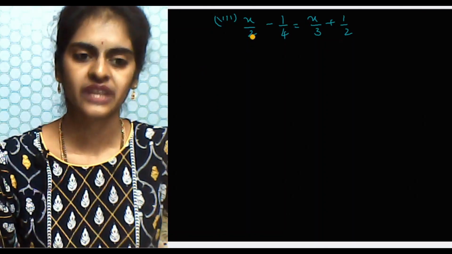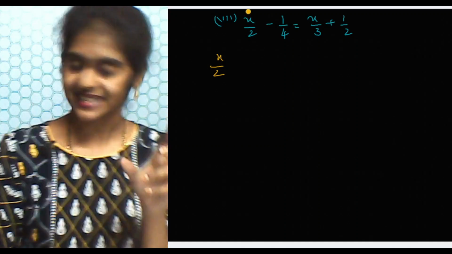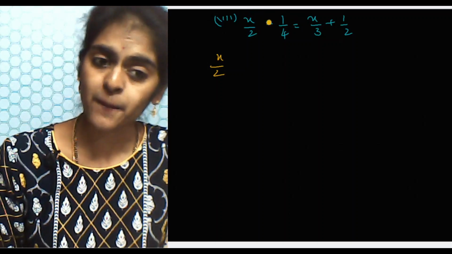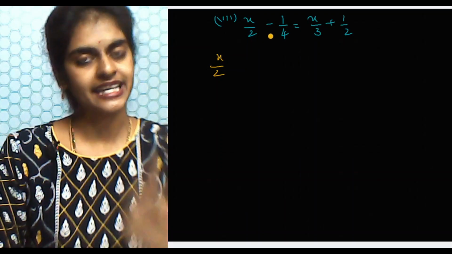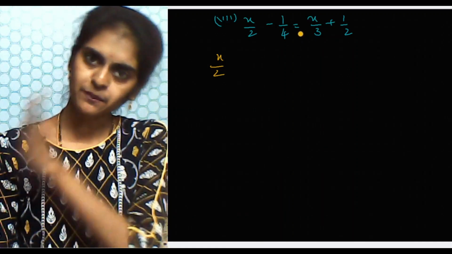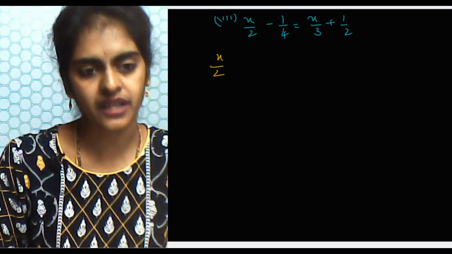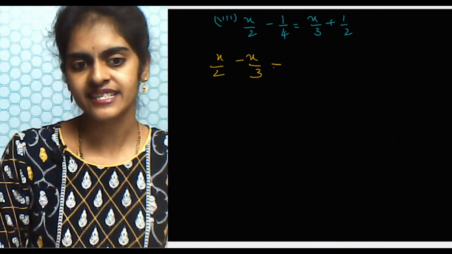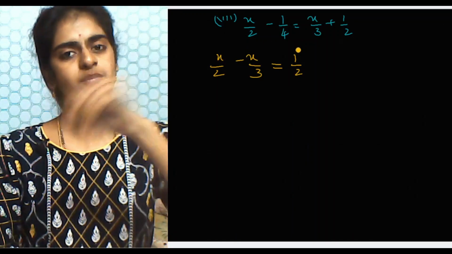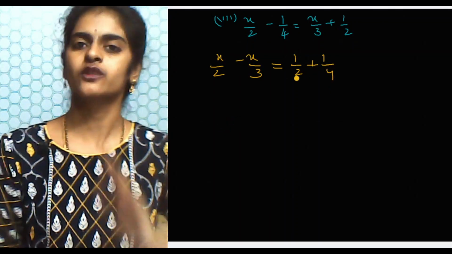Okay, so as I said, x by 2. Here x is the variable, so let us bring the variables to LHS. So here I have x by 2; minus 1 by 4 is a constant, so I'll take it to RHS. Now x by 3 is a variable again, so let me bring it to LHS. Transposing x by 3 to LHS, it becomes minus x by 3 is equal to 1 by 2. This minus 1 by 4, transposing it to RHS, becomes plus 1 by 4. Now it is similar to the previous problems.